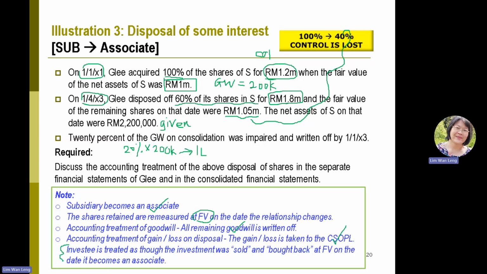So this is like what we mentioned earlier when we did the step acquisition. The reverse, if you have a disposal, is also the same. It is like a virtual, as if. That's why we put the sold in inverted commas, bought back also in inverted commas. But actually that does not happen. But to make you understand how it became captured at fair value, this is the explanation.